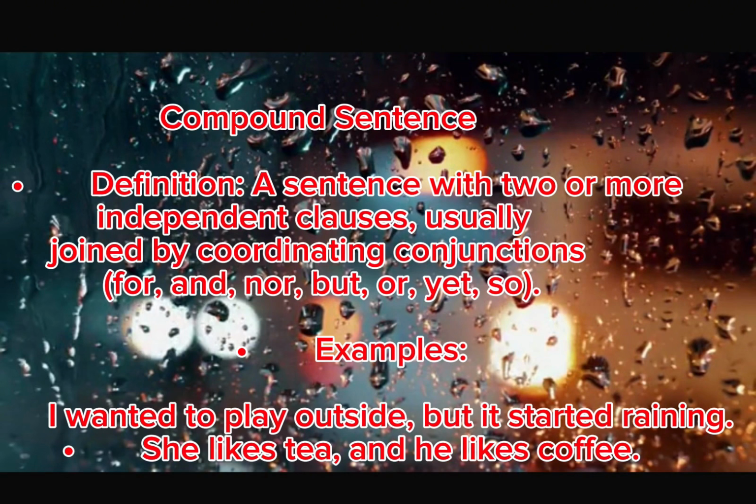Next one, compound sentence. A sentence with 2 or more independent clauses, usually joined by coordinating conjunctions like for, and, nor, but, or, yet, so. So, what is a compound sentence? A sentence which includes 2 independent clauses connected by conjunctions like for, and, nor, but, or, yet, so. For example, I want to play outside, but it started raining. She liked tea and he likes coffee. These are 2 independent clauses. They are joined by the conjunctions.